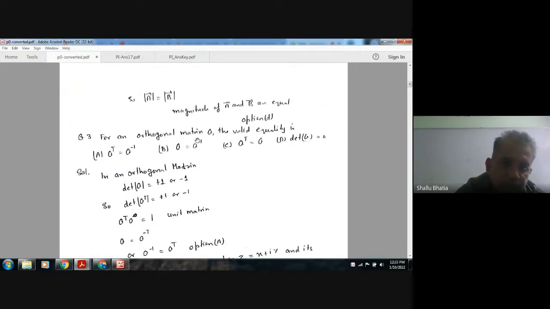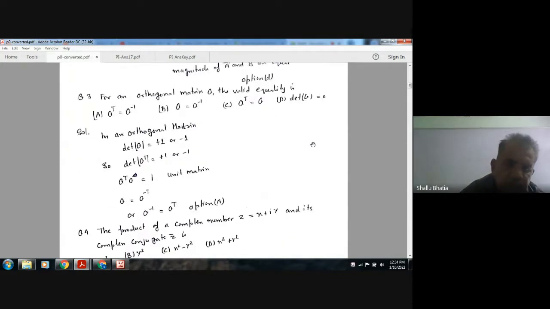For an orthogonal matrix Q, the valid equality is: option A, Q transpose is equal to Q inverse; B, Q is equal to Q inverse; C, Q transpose is equal to Q; D, determinant of Q is equal to 0. Now for an orthogonal matrix, the determinant should be either 1 or minus 1. And we know that the determinant of a matrix and the determinant of its transpose are equal. So if the determinant of the matrix is 1, then the determinant of the transpose will also be 1. And if the determinant of the matrix is minus 1, then its transpose will have the same determinant, that is minus 1.